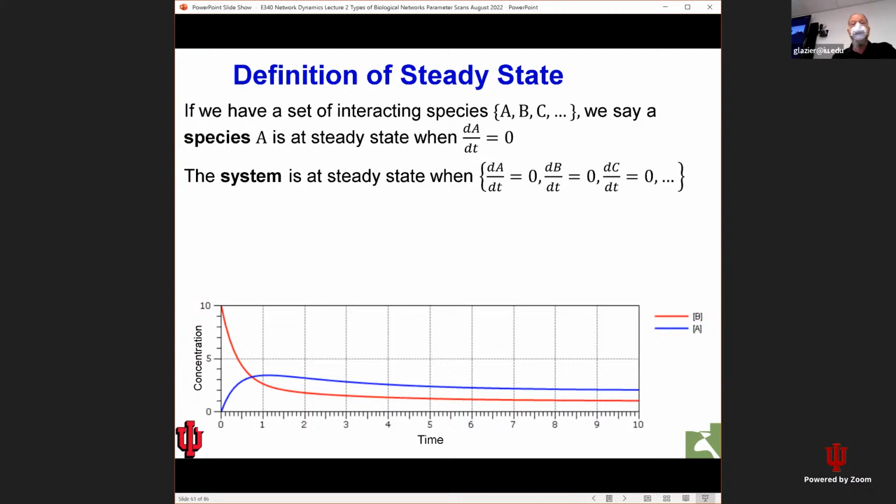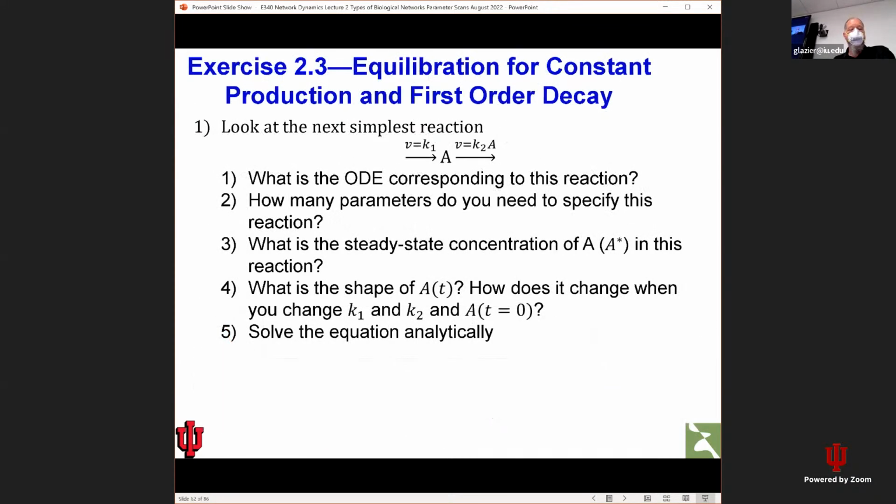Typically, we'd like to be able to do that analytically before we do it numerically. Antimony has something called get steady state values, which I can never get to work. Herbert, when he uses it, it works, but when I try to use it, it never works. So I tend to just run the simulation for a long time and see what it gives me. But let's just do this as a little exercise.